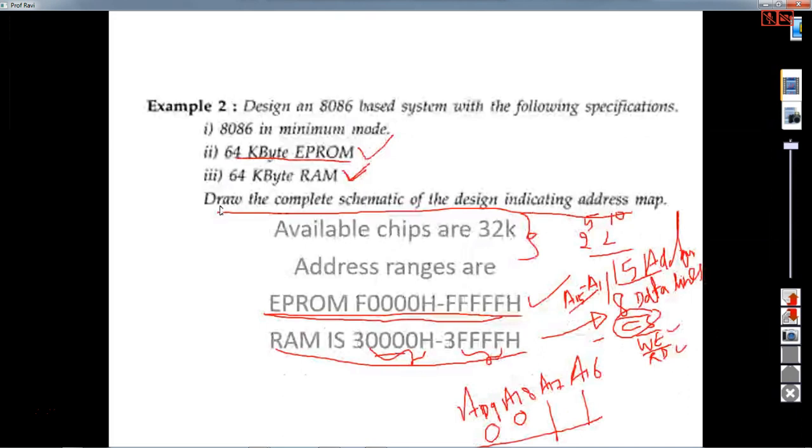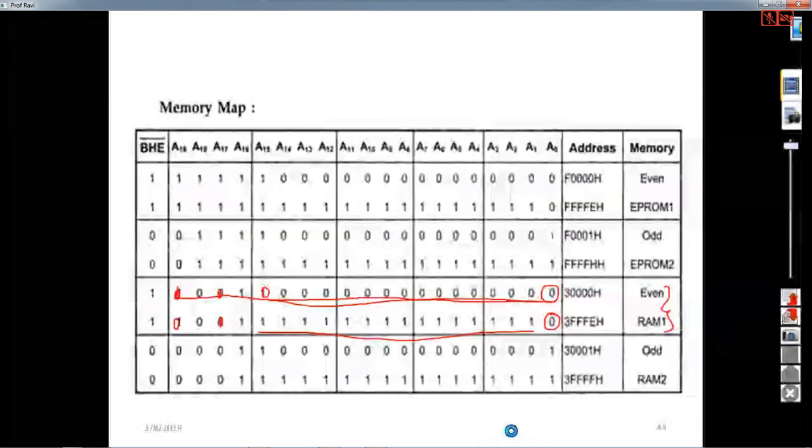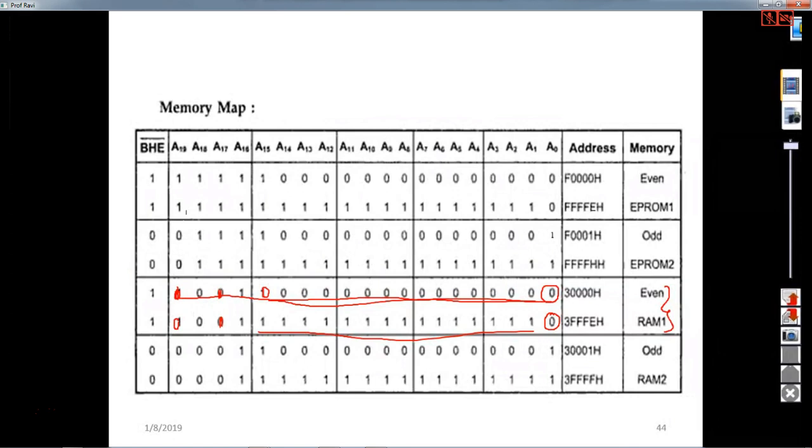So here is what we have seen. A16 is 1, A17 is 1, A18 and A19 are 0, 0. So these are 1, 1. So that means when this address, A16, A17, A18 and A19, when they are 0011, that means here this is all zeros to all Fs.